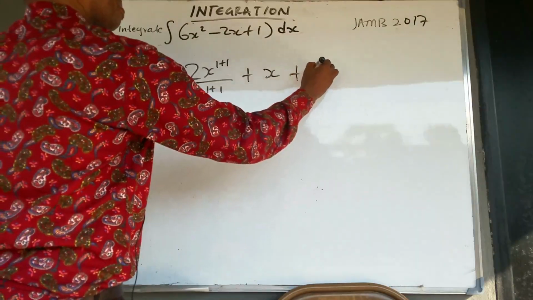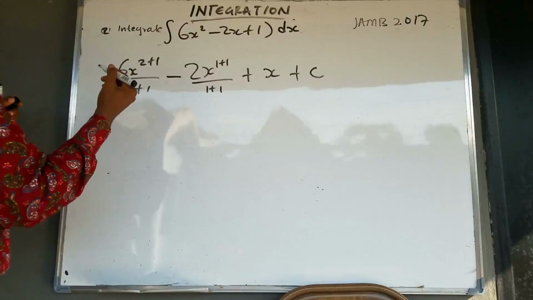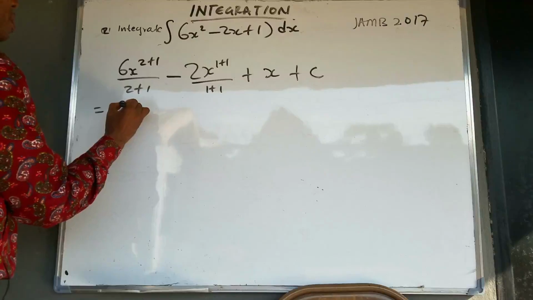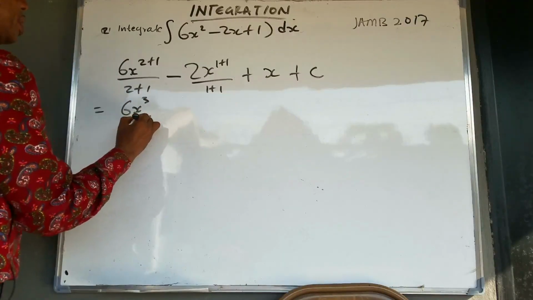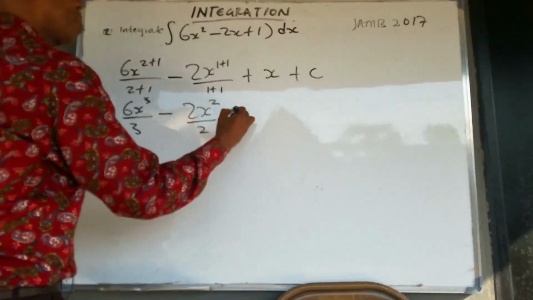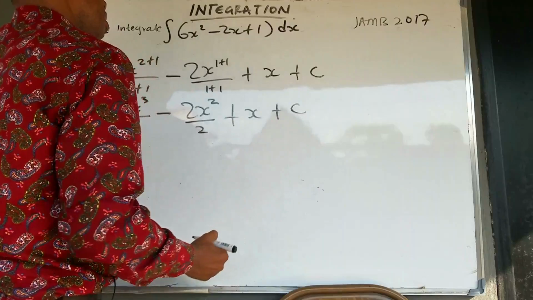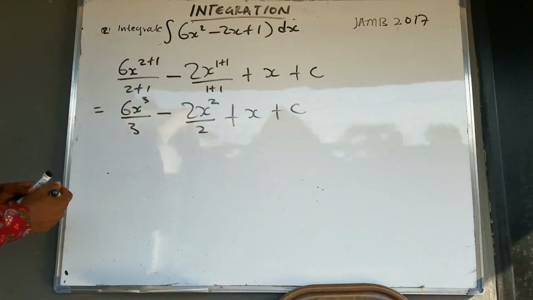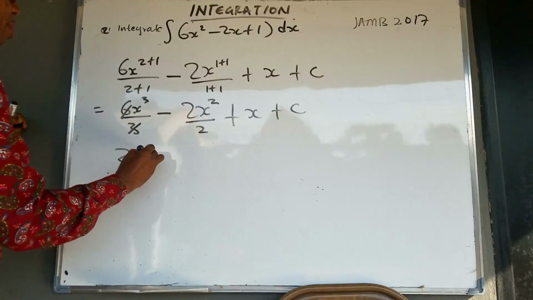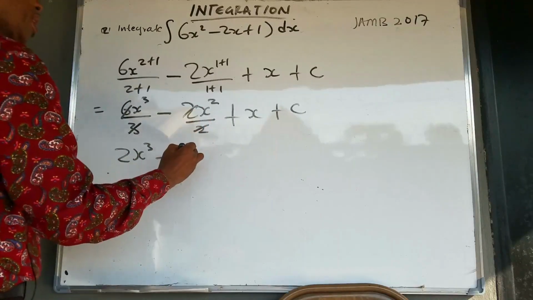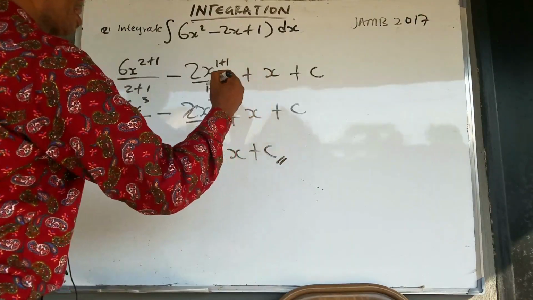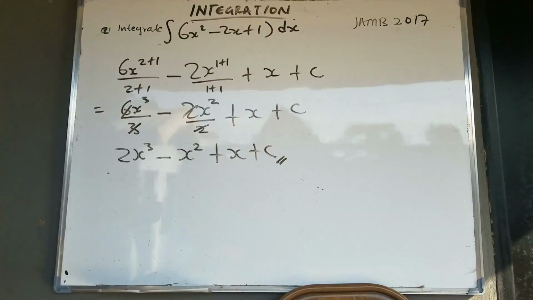So you can put your c, that's the constant. So with this, our answer is already looking top. That tells you how simple some JAMB questions could be. So this will give you 6x to the power 3 all over 3, minus 2x to the power 2 all over 2, plus x, plus c. So what do we do here? Simple. 3 can divide. So that will give us 2x to the power 3 minus x to the power 2 plus x plus c. That is exactly the answer to that particular integration question in 2017.